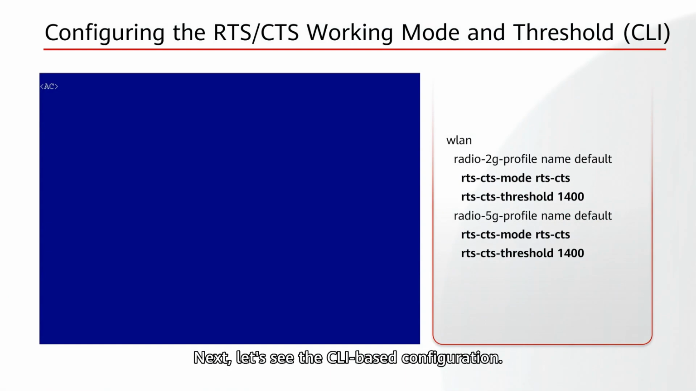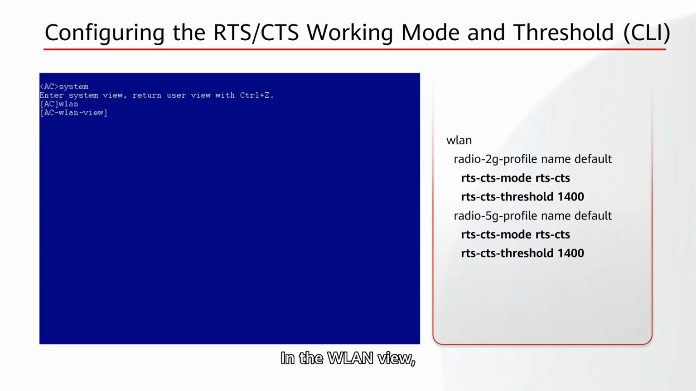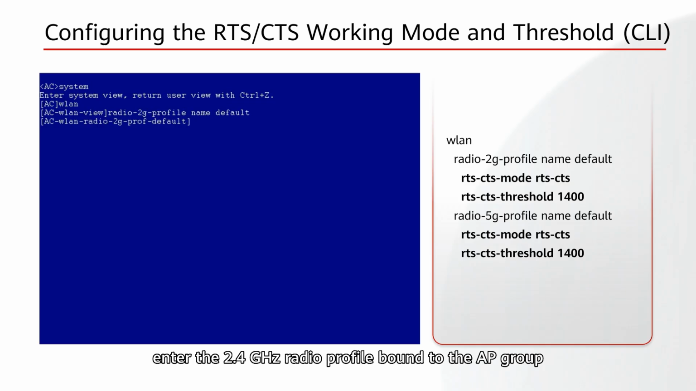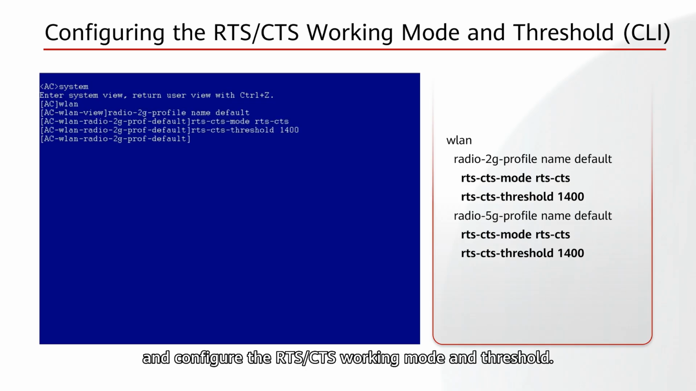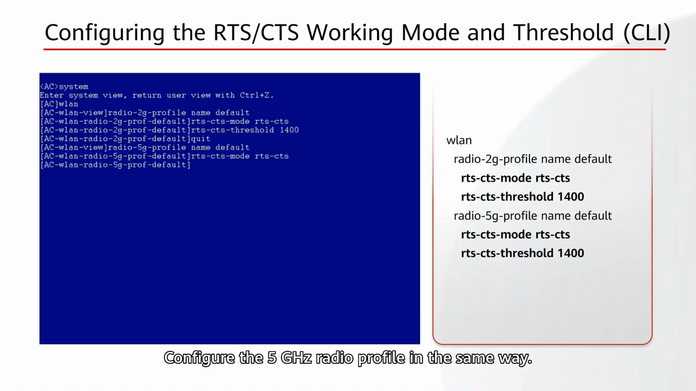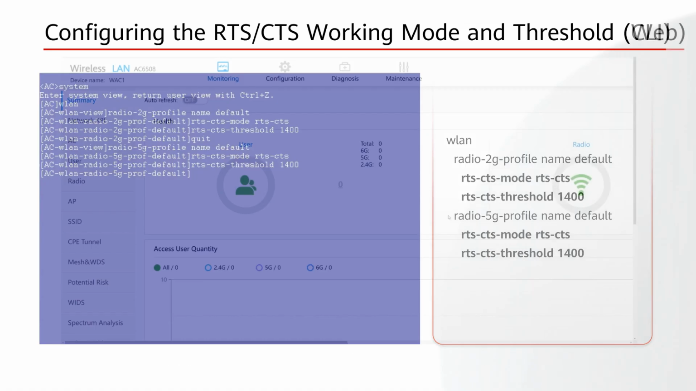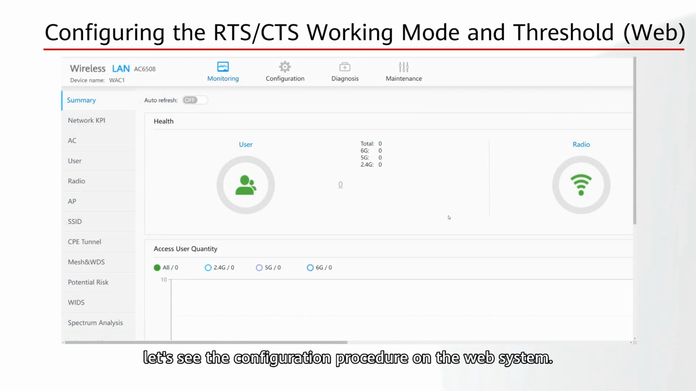Next, let's see the CLI-based configuration. In the WLAN view, enter the 2.4 GHz radio profile bound to the AP group and configure the RTS-CTS working mode and threshold. Configure the 5 GHz radio profile in the same way. Next, let's see the configuration procedure on the web system.